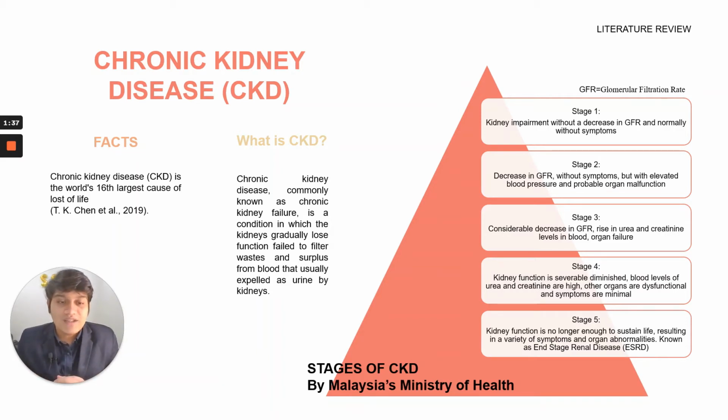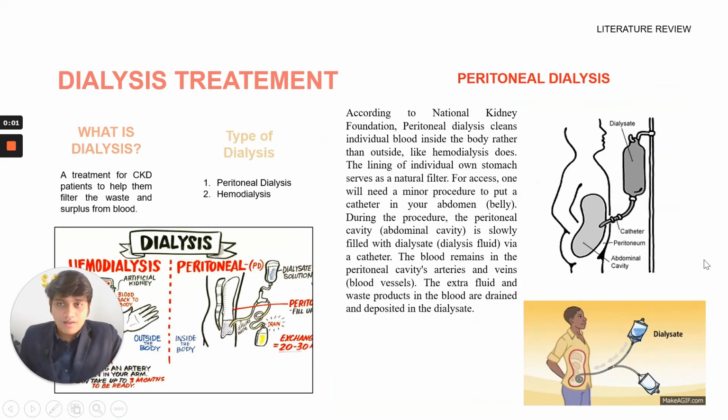Stage 4 is where the kidney function is severely diminished, blood levels of urea and creatinine are high, other organs are dysfunctional and symptoms are minimal. Stage 5 is actually the last stage and the most severe stage of CKD. Kidney function is no longer enough to sustain life, resulting in a variety of symptoms and organ abnormalities, known as end-stage renal disease (ESRD).